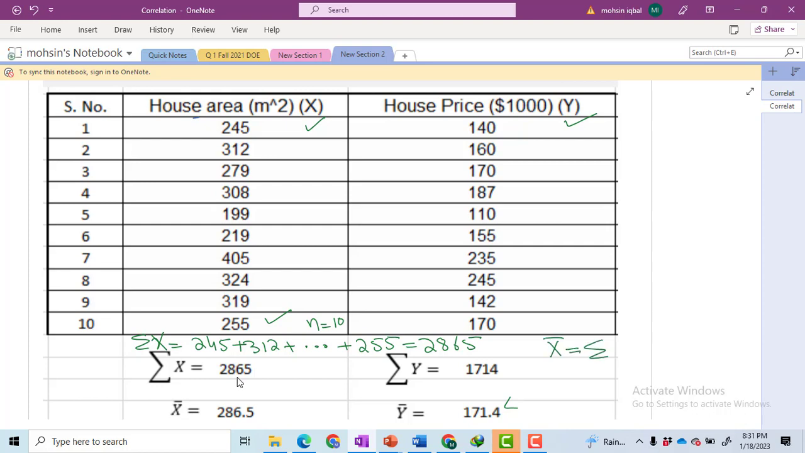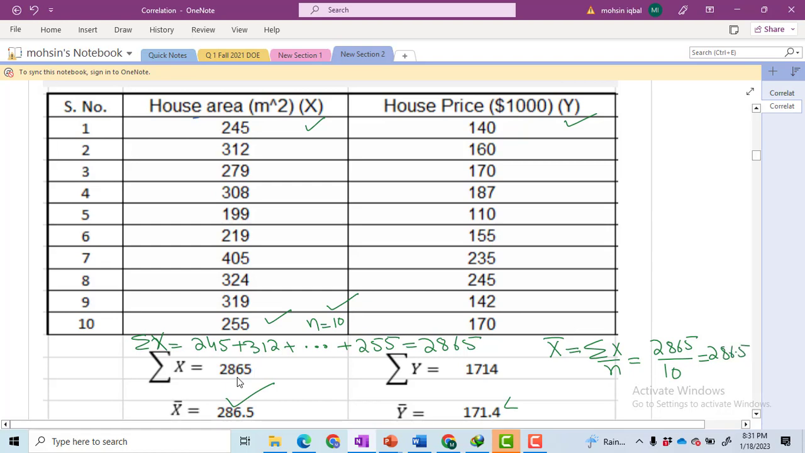The formula for the mean is summation of X divided by N. Summation of X was calculated as 2865, and I have 10 observations, so N is equal to 10, and I get the answer 286.5. I will write 286.5. Likewise, I have to do the same calculation for Y.